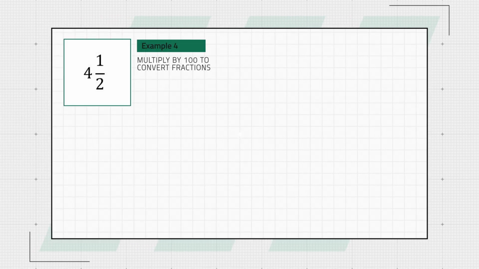Alright, let's look at the last one. We have 9 over 2. So we're going to multiply this by 100 over 1. And we're going to look for opportunities to cancel. The only opportunity to cancel here is between the 2 and the 100. So let's divide this by 2, we get 1. Let's divide the top by 2, we get 50.